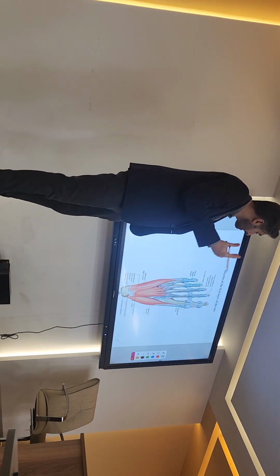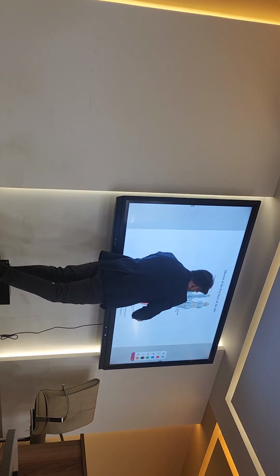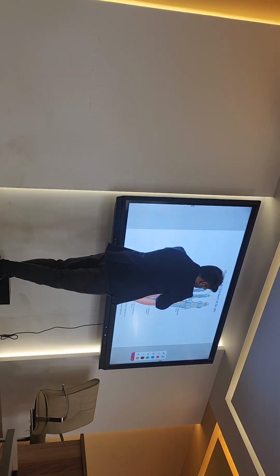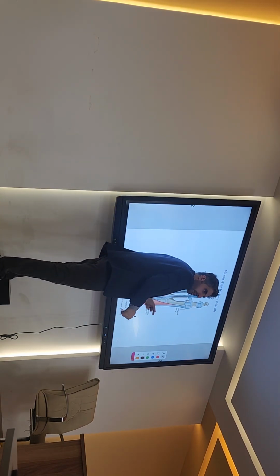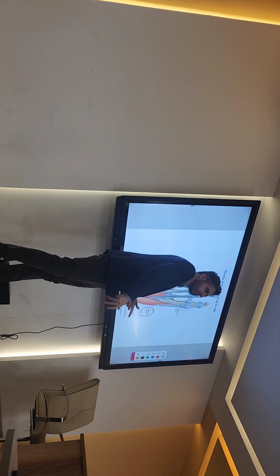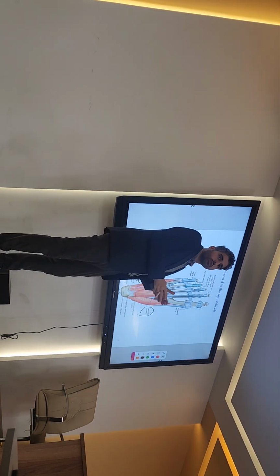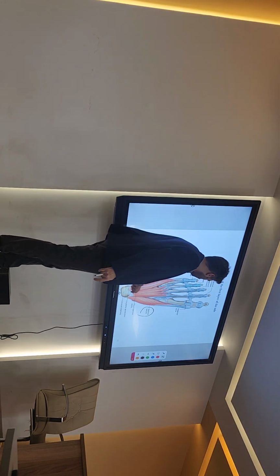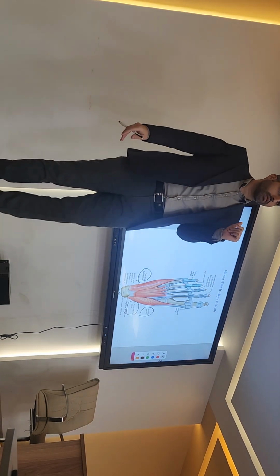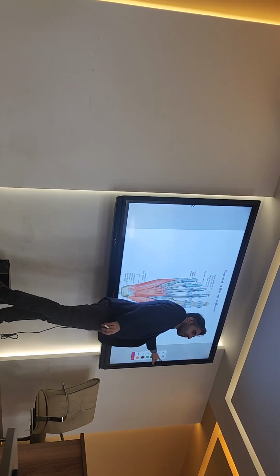How can I understand this is the first layer? I told you, when you have 2 abductors and 1 flexor, this is the first layer. Abductor hallucis and abductor digiti minimi are the 2 abductors, and flexor digitorum brevis is the flexor. So this is the shape of the first layer: 2 abductors, 1 flexor.